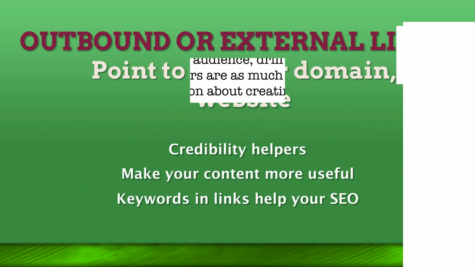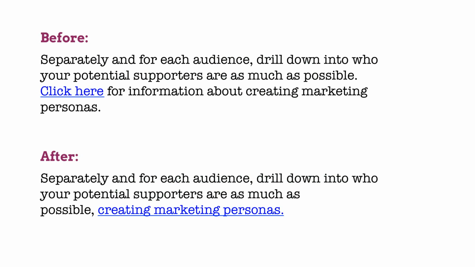So I kind of backward engineered this copy to show a poor example that uses the words "click here." I originally had 2 sentences. Separately and for each audience, drill down into who your potential supporters are as much as possible. Click here for information about creating marketing personas. And when I rewrote that to put those important keywords, creating marketing personas, because I know my audience wants to learn about creating marketing personas, when I put that into the link, first of all, I made my anchor text more meaningful and more useful to search engines, but I also managed to make my copy more concise, because click here was an awkward interruption to my copy.